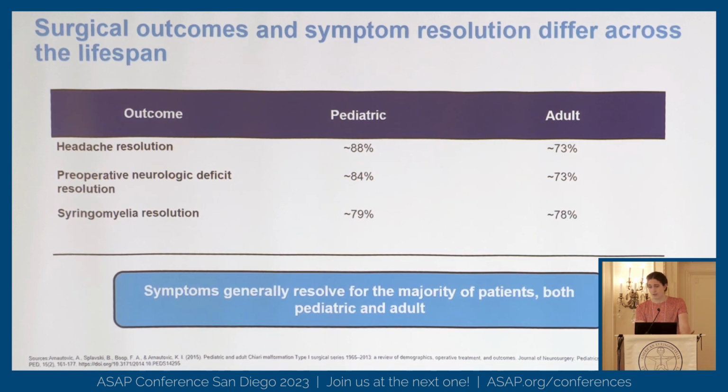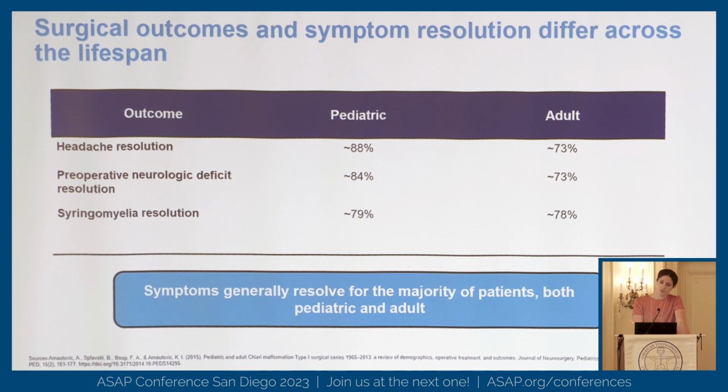The really good news about this, though, is that surgery really works. It really works for both adults and children. So headache resolution in children is about 88%, and in adults it's 73%. So slightly better in kids. Part of that is just the multimodal contribution of headaches, and there's many different reasons that adults can have headaches, a little bit less common in kids. But still, almost 3/4 of the time, people are going to see complete headache resolution after surgery.